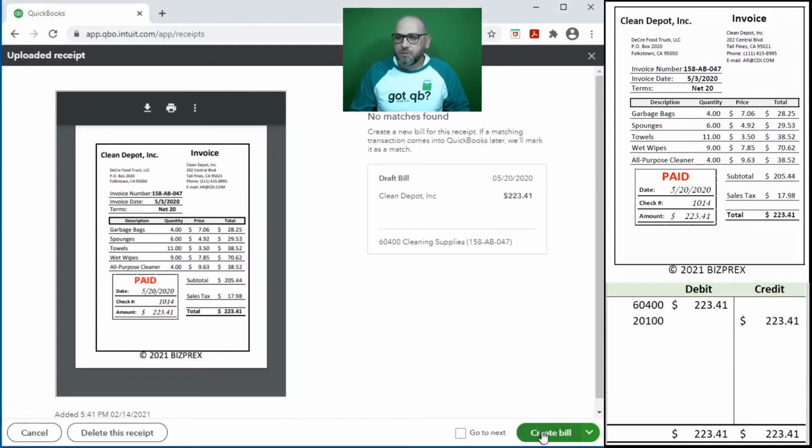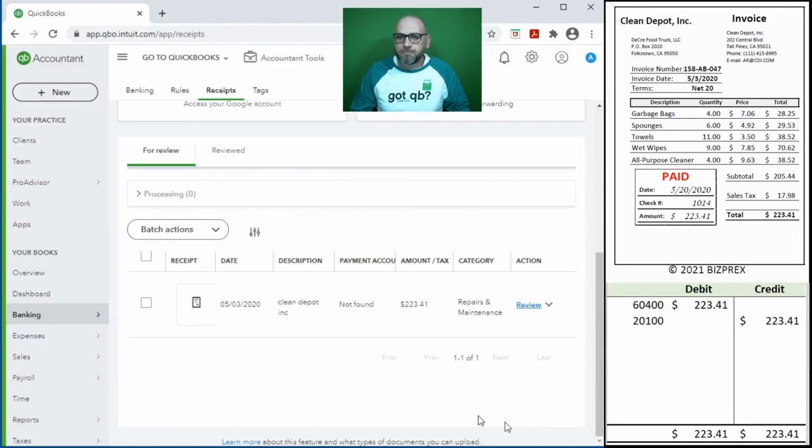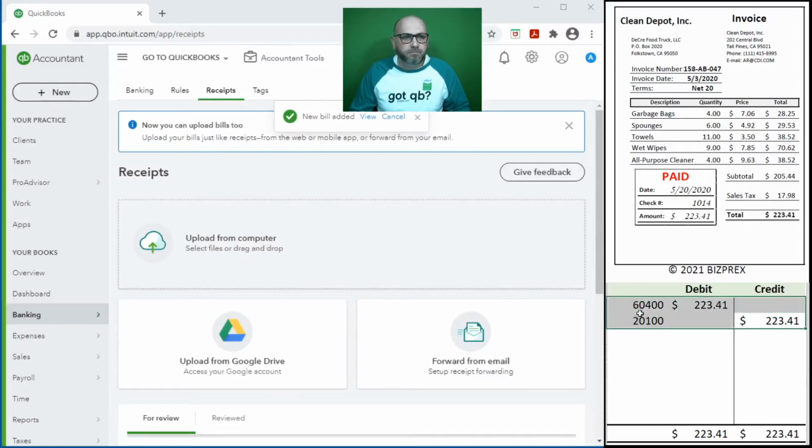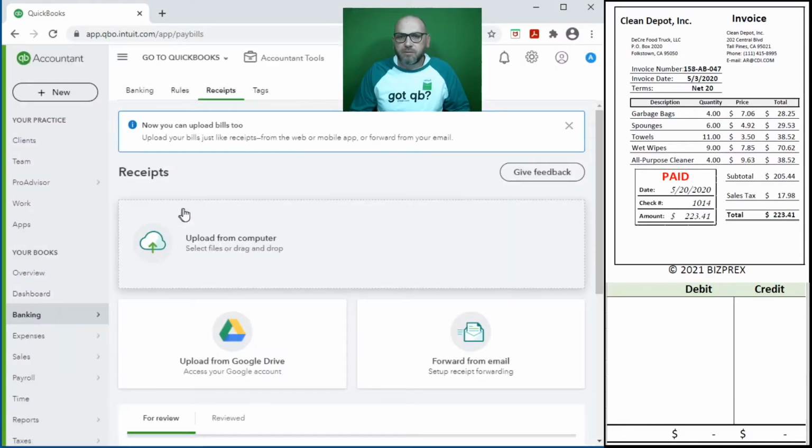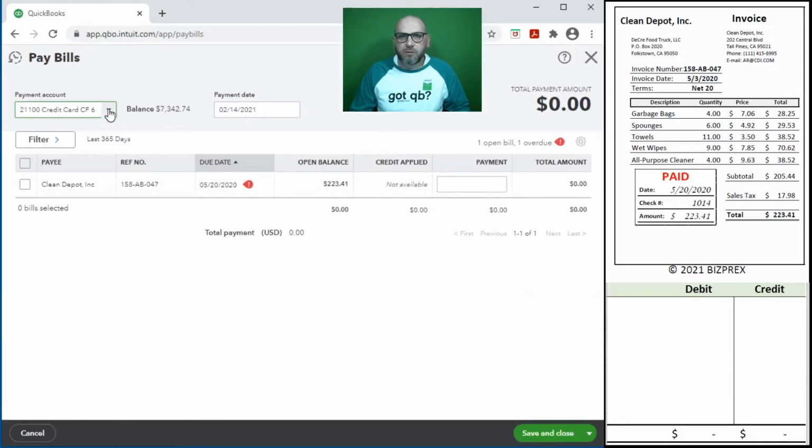Okay, save and close, create bill. Okay, let's go ahead and pay it, just stay consistent. Here it is showing up. Make sure we change it. We're going to do it with bank. Okay, payment date 5/20.